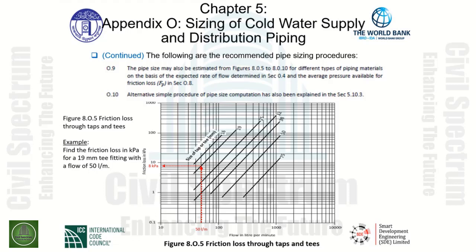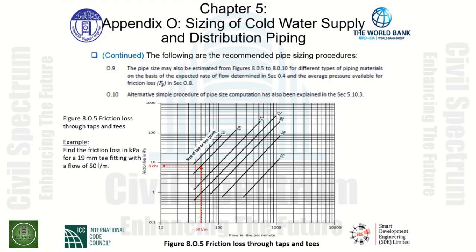So as an example, find the friction loss in kPa for a 19 millimeter T fitting with a flow of 50 liters per minute. We can simply go to the horizontal axis on the logarithmic scale. As can be seen, it starts at 10 liters per minute, so we move over to 50 liters per minute, we rise up and intersect with the diagonal curve indicated at 19 millimeters.